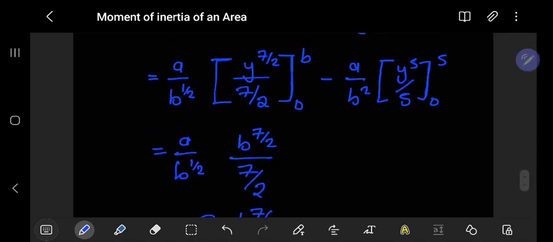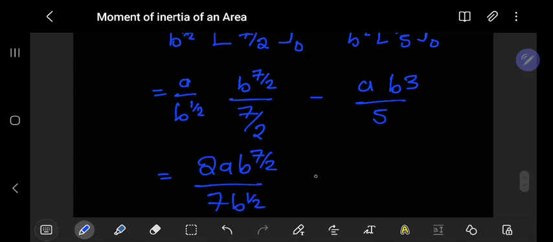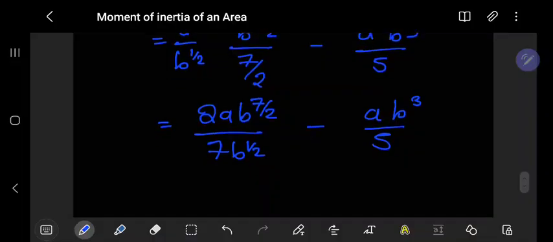So this is just the first term. We still have the minus here. This part, when y is b, we get a y to the power 5 over 5. Now this is when y is equal to b, this becomes b to the power 5, and this is 5b squared. We know the powers here will subtract, so this just becomes a b to the power 3 over 5.